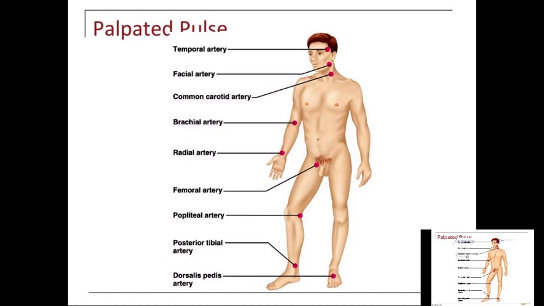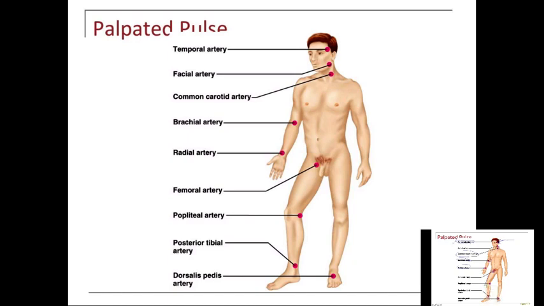There is the common carotid artery right along the SCM muscle, right in here. Blood pressure is taken through the brachial artery, right there. And then you have the radial artery for the radial pulse here. Femoral artery, behind the knee, popliteal artery, posterior tibial, and the dorsal pedal. A lot of times with erectile dysfunction, they'll check to see how the blood supply is in the lower extremity.